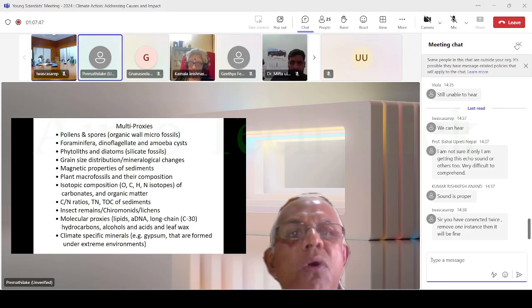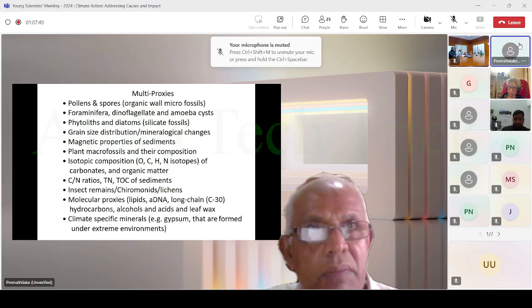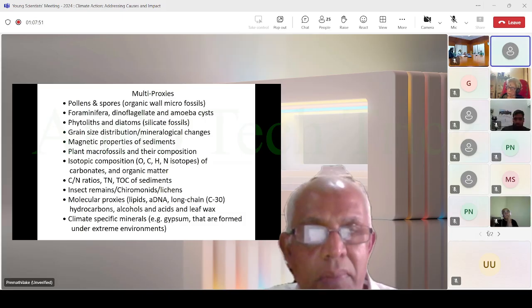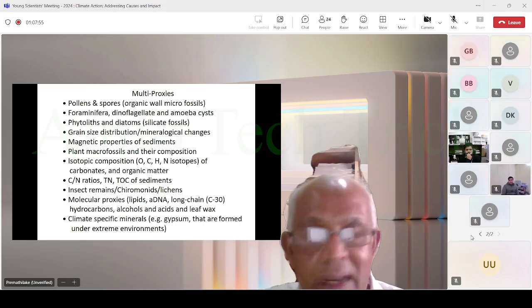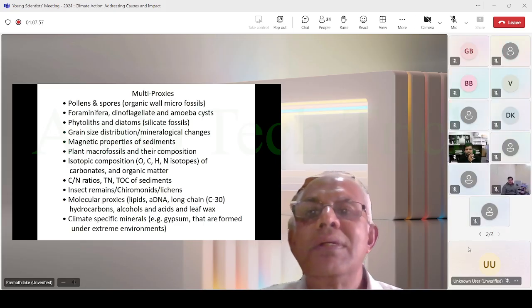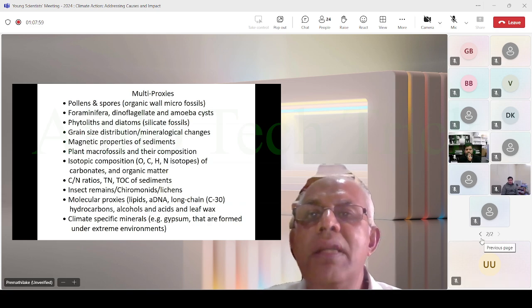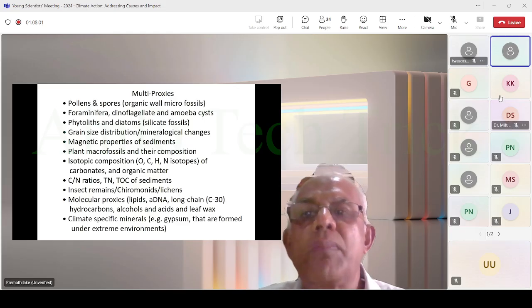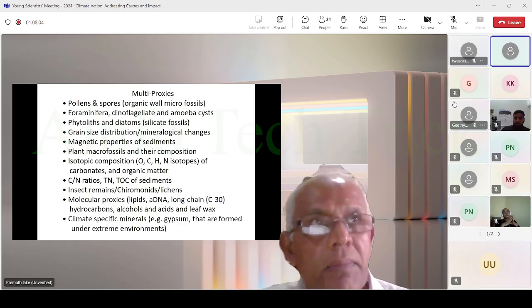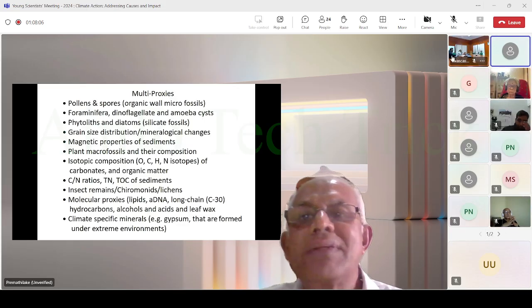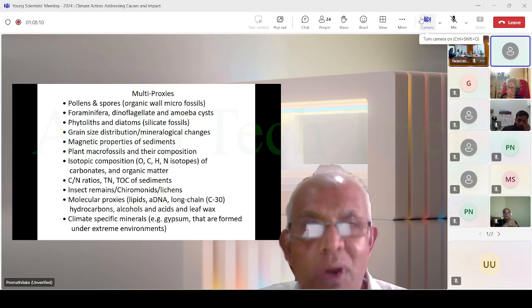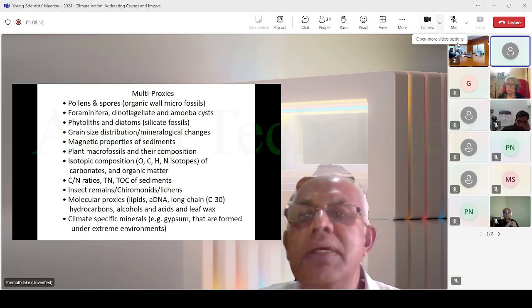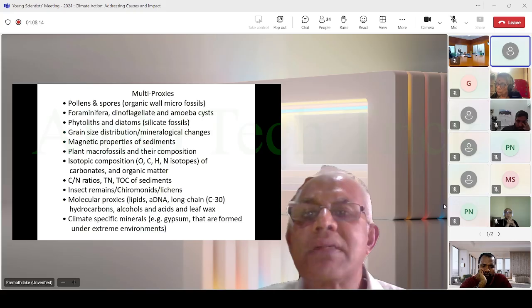They are organic wall microfossil proxies, mainly from flowering plants and non-flowering plants, fungi, lower plants, and some algae. They also produce spores. So it is a proxy of plants, pollen and spore science. And another organic wall proxy, commonly used by people for climate recordings, is foraminifera, dinoflagellates and amoeboid cysts, which are also very good proxies for understanding past climate.